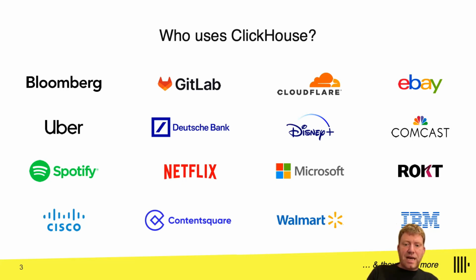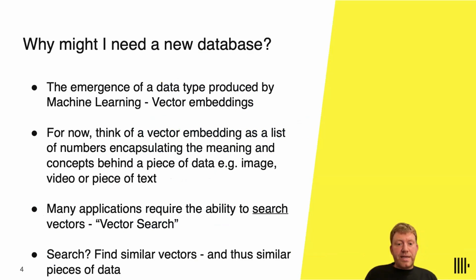Okay, so let's move on to the question at hand. Why might we want a new database to deliver these new ML capabilities? Well, machine learning models have caused a new data class to arise in much larger volumes than we saw before. So this class, known as vectors, has existed historically, but not in the volumes that we find now. A vector is basically just a list of numbers that encapsulates the meaning behind a piece of data. So it could represent, for example, the context and meaning behind an image, a video, or just a piece of text. And for now, let's just think of it like that. It's just this list of numbers that represents meaning for a piece of data.